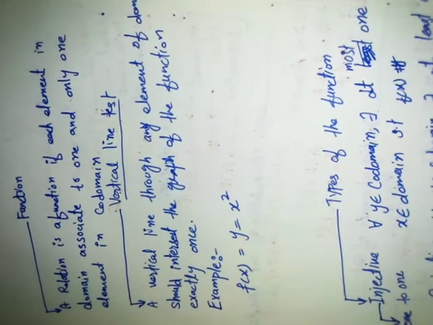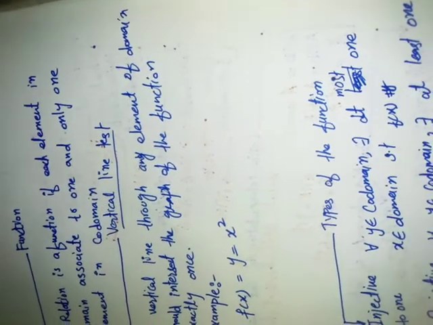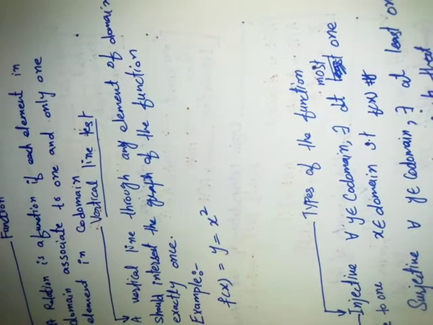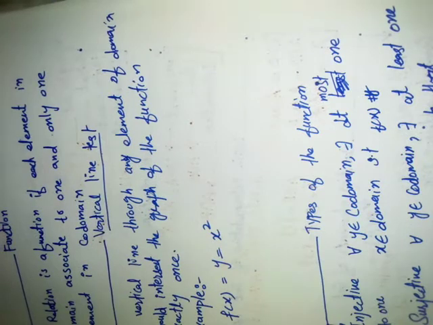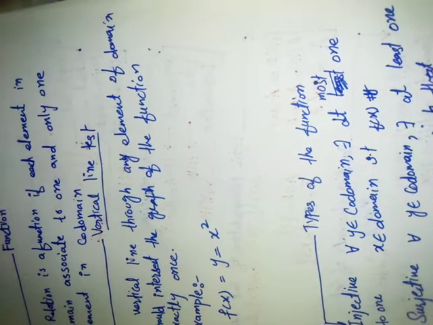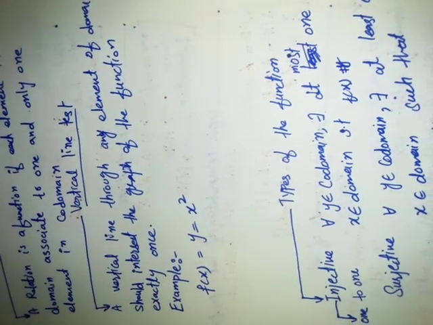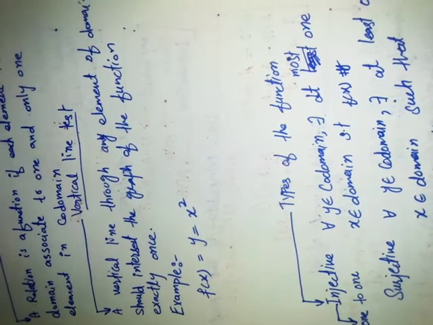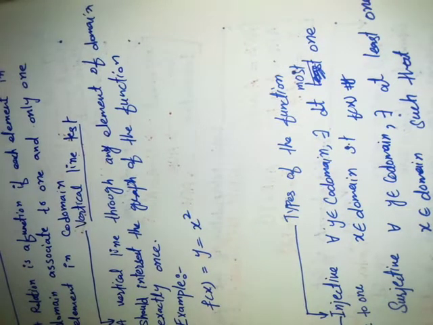If you want to check whether the given graph is a function or not, then you will draw vertical lines on the graph. The vertical line should cut the graph exactly at one point. It should not cut the graph at more than one point. If the lines cut the graph at more than one point, then the given graph is not a function.